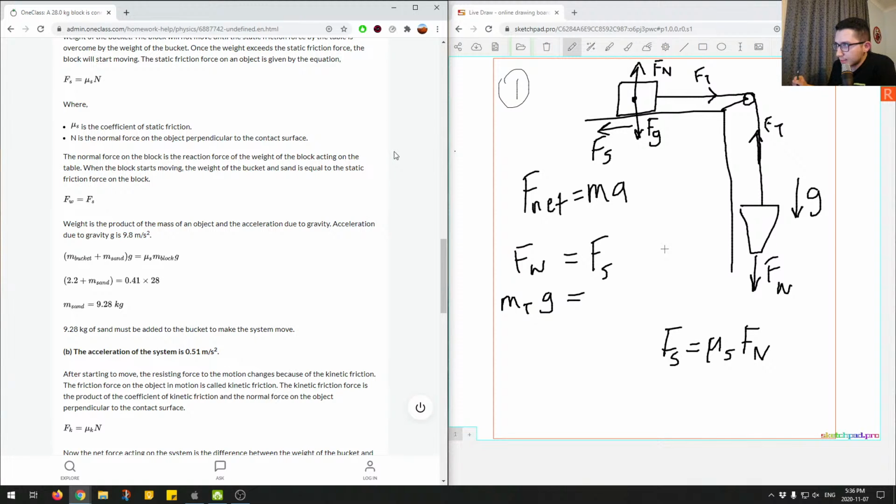So knowing this, we know that the normal force is equivalent to the force of gravity because they balance each other out since the object is not moving in either direction. And we can say that we have the coefficient of static friction, and then we have the normal force, which is just mass times gravity. So in this case we have the mass of the block. I'll call this M1, and then this is M2. So mass of block times gravity.